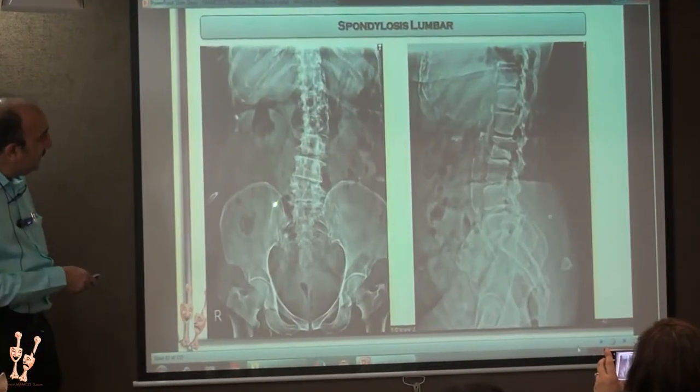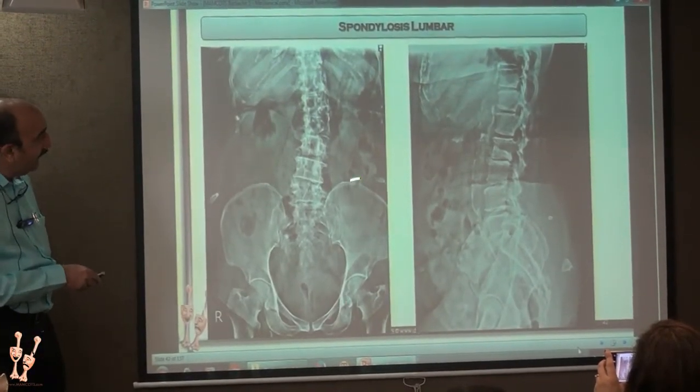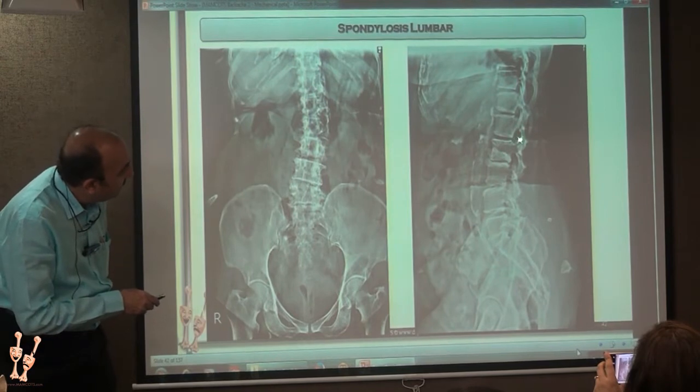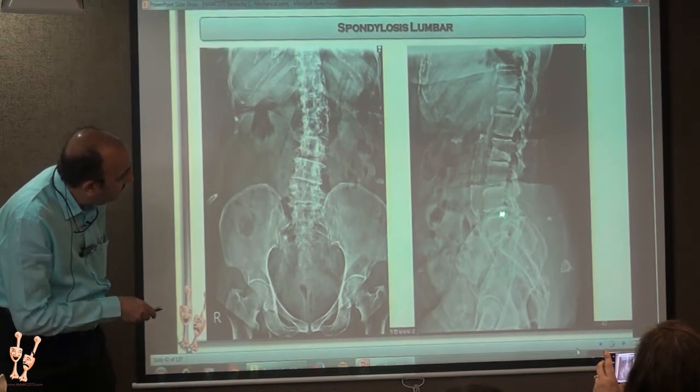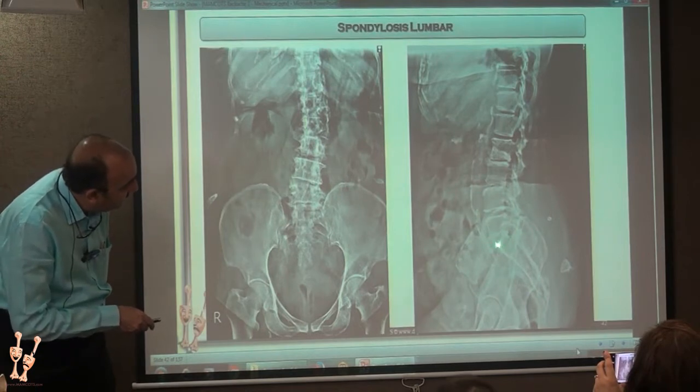You can see a degenerative scoliosis. Why degenerative? Because you can see osteophyte, subchondral sclerosis, osteophyte, disc space degeneration, foraminal compromise.